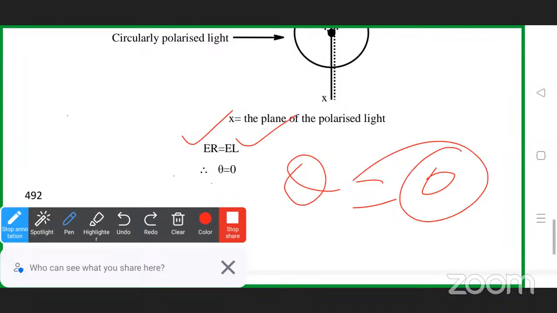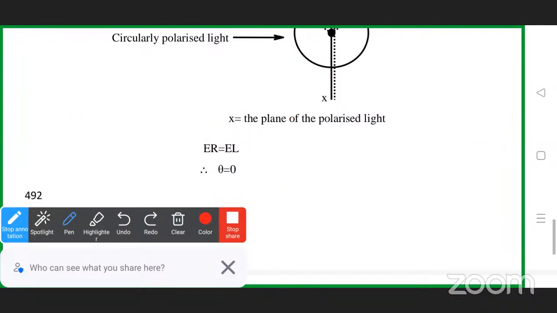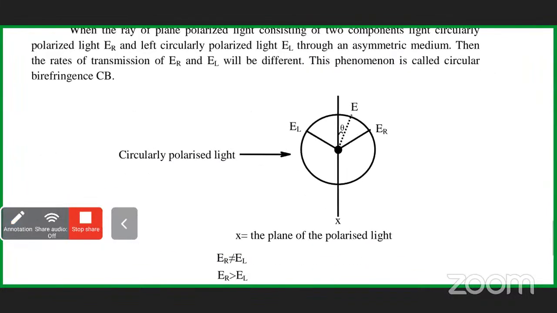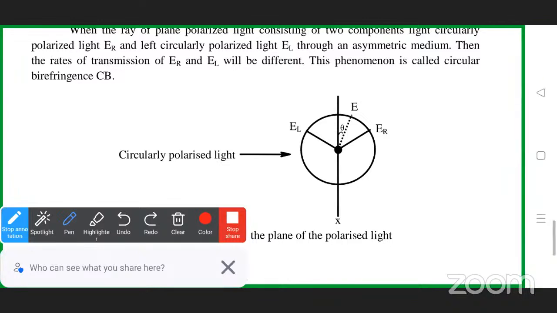So there is no resulting rotation here. Zero means no rotation. Why are you getting zero rotation? Because the compound is not a chiral compound. It is an achiral compound, a symmetric medium here. Okay. Now we'll see another example with the chiral compound, meaning an asymmetric compound.